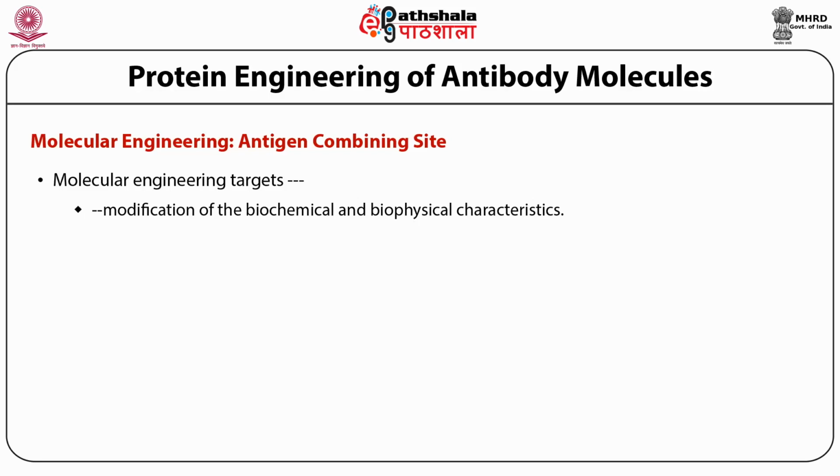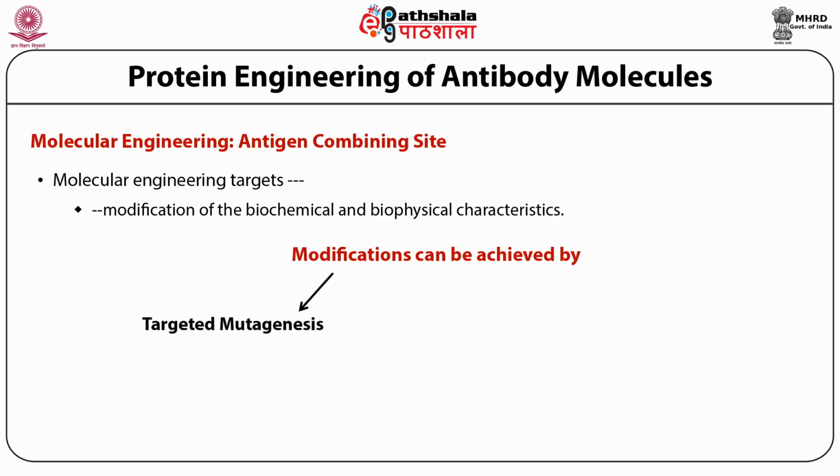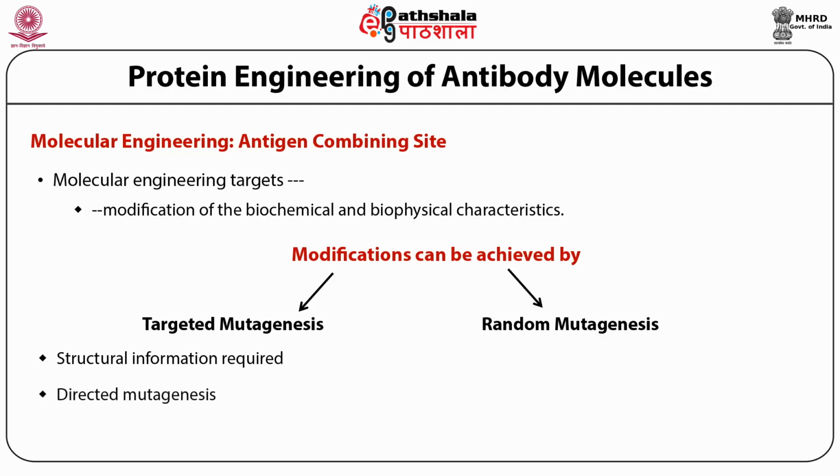Such modifications can be achieved by targeted mutagenesis as well as random mutagenesis. In cases where we have a prototype antibody whose binding specificity or activity has to be improved, by having the structural information about that antibody, one can use directed mutagenesis to mutate the prototype antibody at specific regions and modulate its activity.